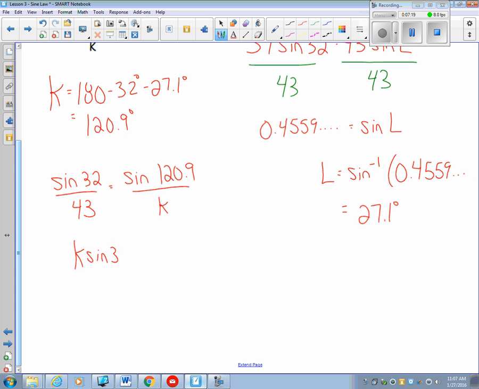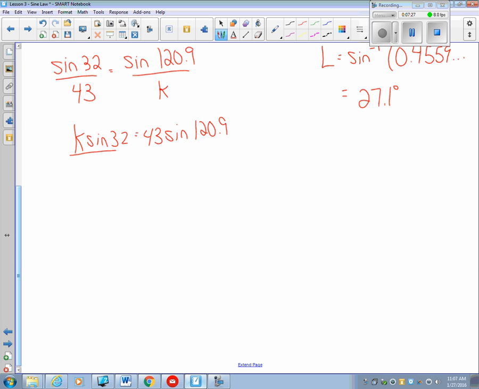k sine 32 equals 43 sine 120.9. I want to get k by itself. I'm going to divide out the part I don't want. In this case, I can divide out the sine of 32 because I know both parts, sine and the number. I'll put that all in my calculator at one time. If I do it right, k should come out to 69.6. Okay, we've solved that triangle.